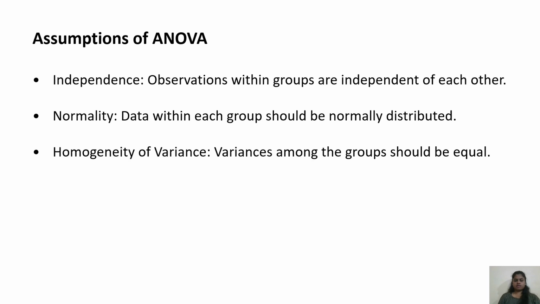Assumptions of ANOVA: independence, normality and homogeneity of variance. Observations within a group being independent of each other is called independence. Data within groups should be normally distributed. This is called the property of normality. Homogeneity of variance: variance among the groups should be equal.